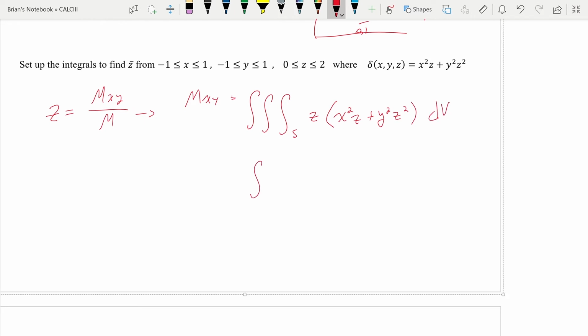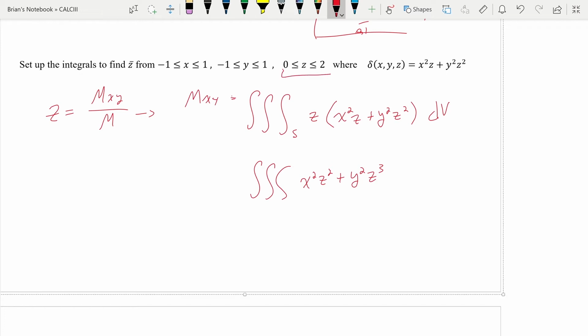We'd have to set the bounds for this. So we'd have, and let's just combine all the terms while we can, plus y squared z cubed. So we'd have to do a dz dy dx, or dx dy dz, or something. And of course, we're not going to solve this, so it's not too big of a deal.